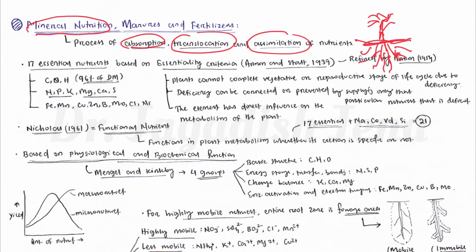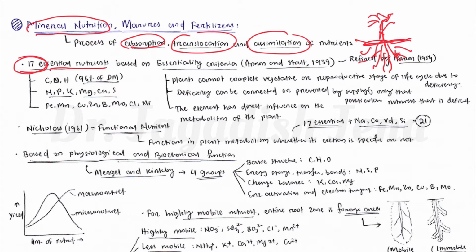Now, how many nutrients are essential for the plant, and what is that essentiality? Whether all the elements available in the periodic table are essential for the plant? Absolutely not. Plants require more than 60 elements for their growth, but among those more than 60, only 17 are called essential nutrients.